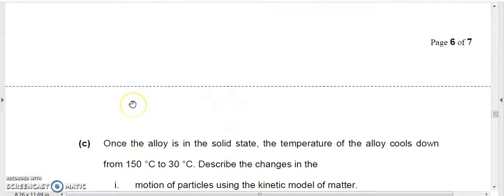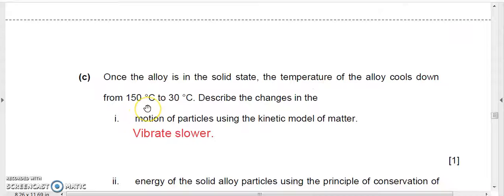Question C. Once in the solid state, just take note, this is only in the solid state. If it cools down, what are the changes? You cannot say it starts to vibrate, because that implies it didn't vibrate in the first place, which is not true. So you've got to say it vibrates slower as it cools down.